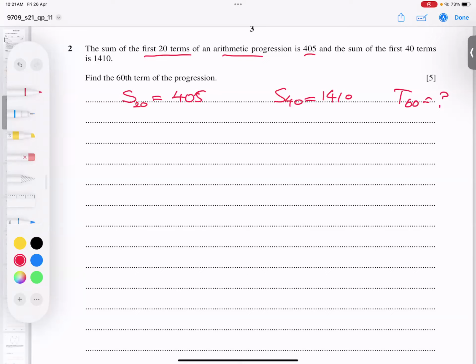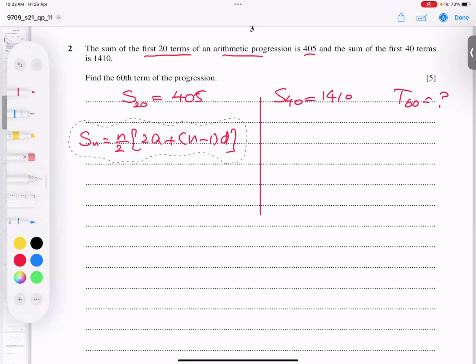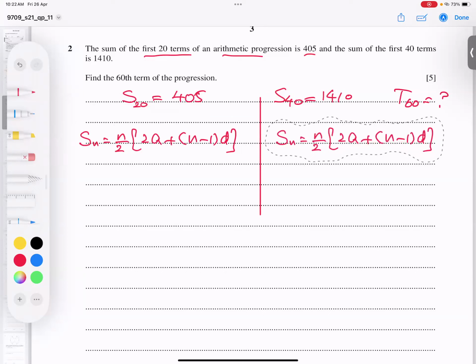So how can we get it, students? Before I start, what is the sum formula, students? We know Sn equals n divided by 2 times (2a plus (n minus 1) d). And in the same way, I will use this formula a second time. Now, students, n is 20, so I replace every n by 20. And here n is replaced by 40 because he has given 40.